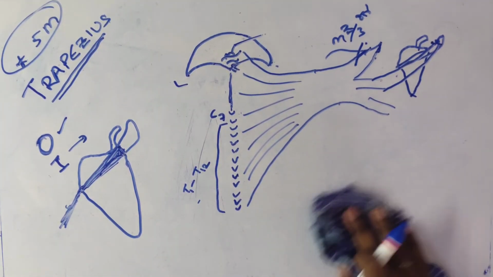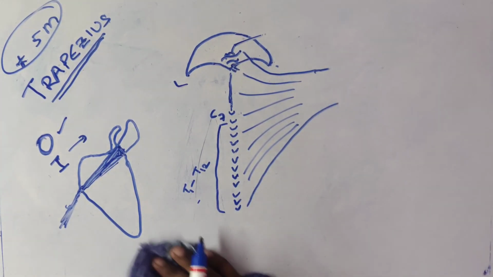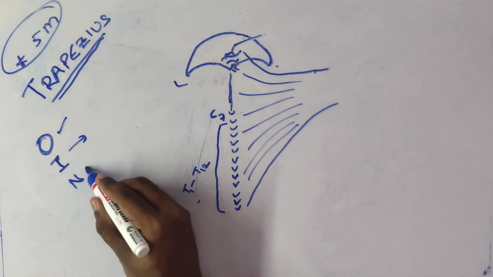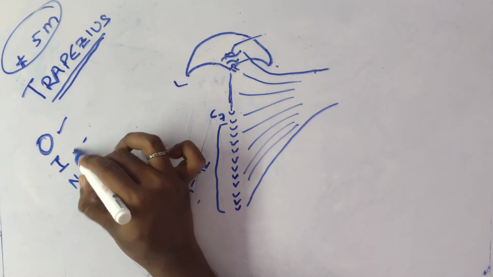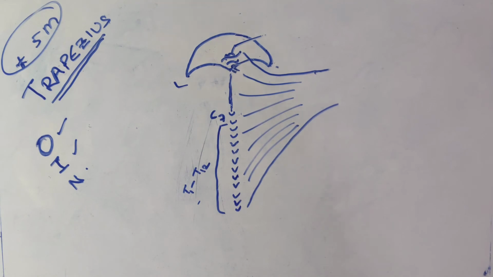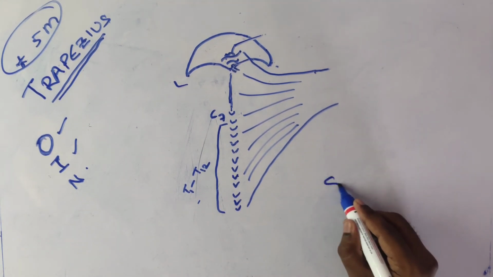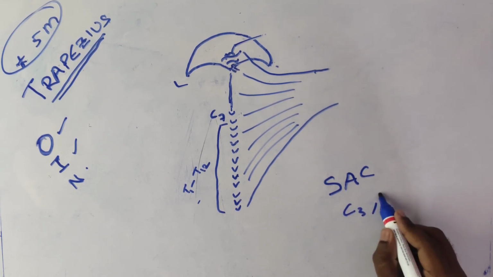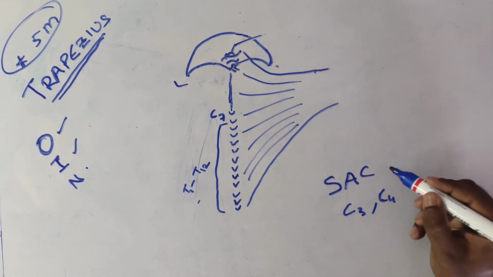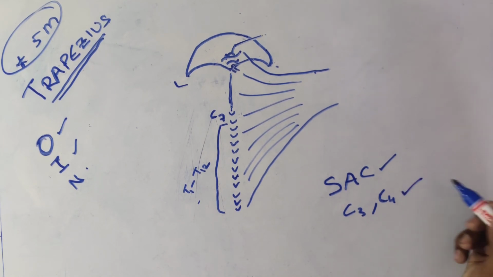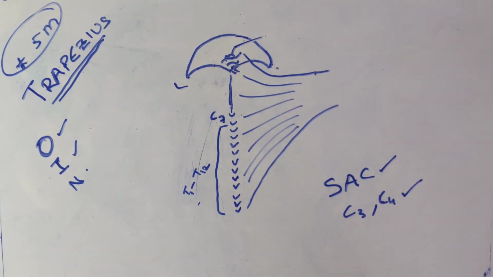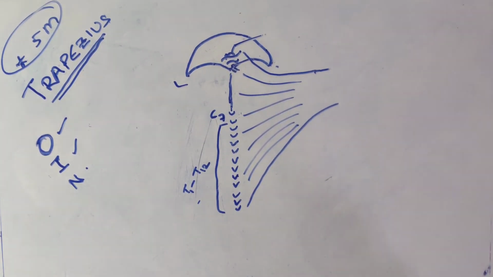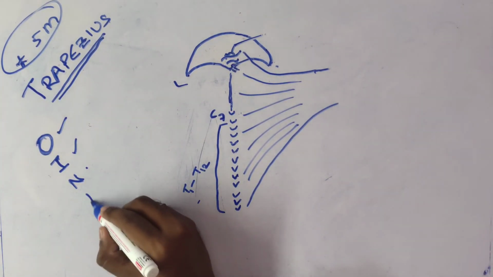Now comes the nerve supply of the muscle. We have completed the insertion. Nerve supply: remember, the spinal accessory nerve and branches of C3 and C4. These nerves supply this trapezius muscle. This is the nerve supply, and then comes the action of that muscle.